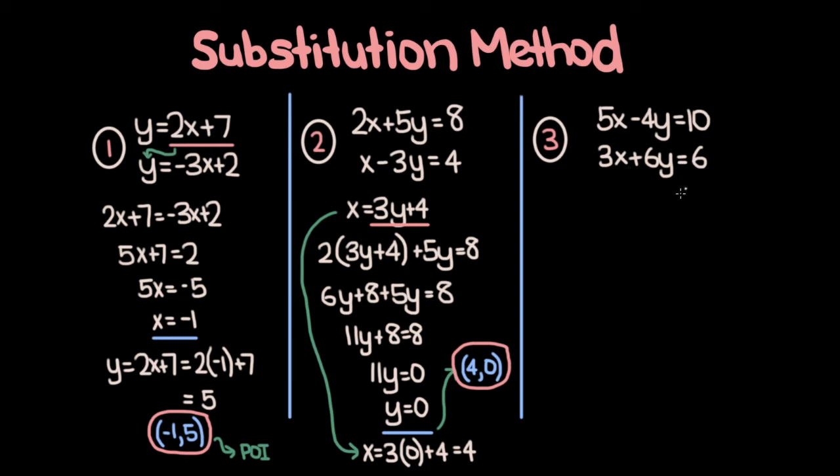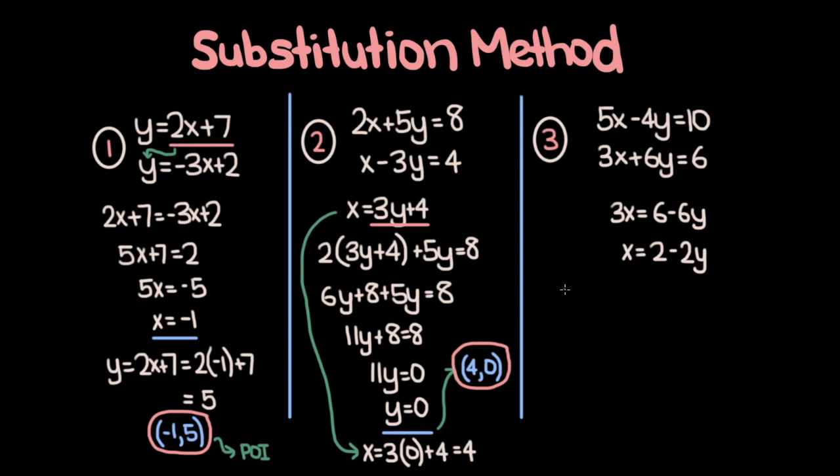So we're going to subtract 6y from both sides, and we get 3x is equal to 6 minus 6y. Now we want to solve for x, not 3x, so we're going to divide by 3 on both sides, and we get that x is equal to 6 divided by 3, which is 2, minus 6y divided by 3, which is 2y. So we solve for x in terms of y, it's x is equal to 2 minus 2y, and we're going to substitute this back into our first equation.